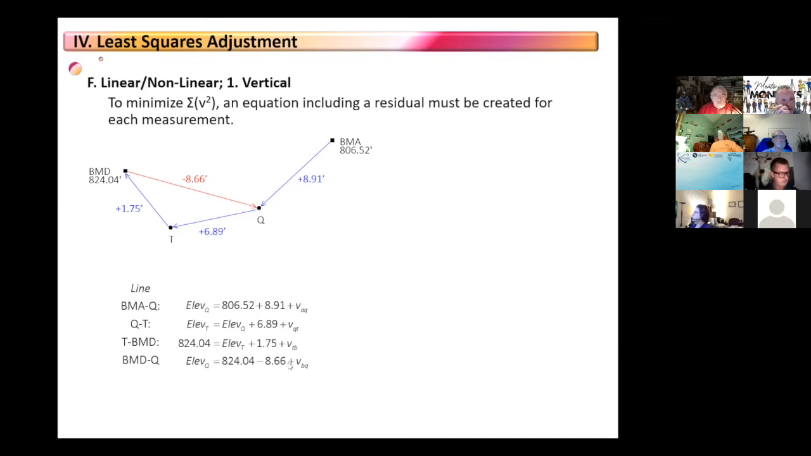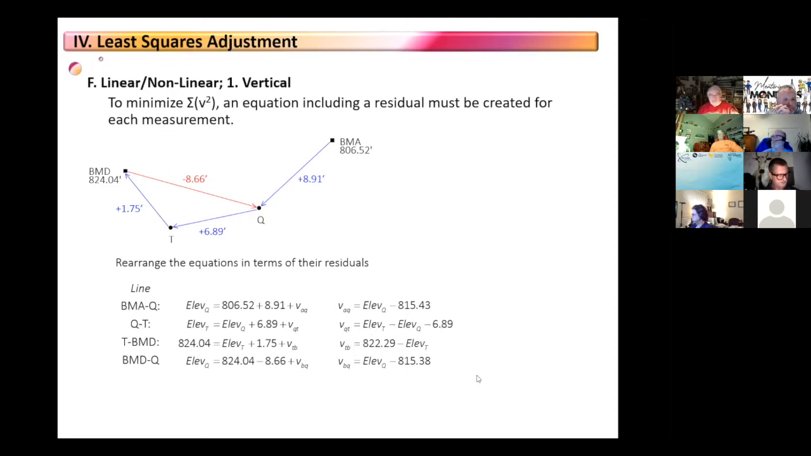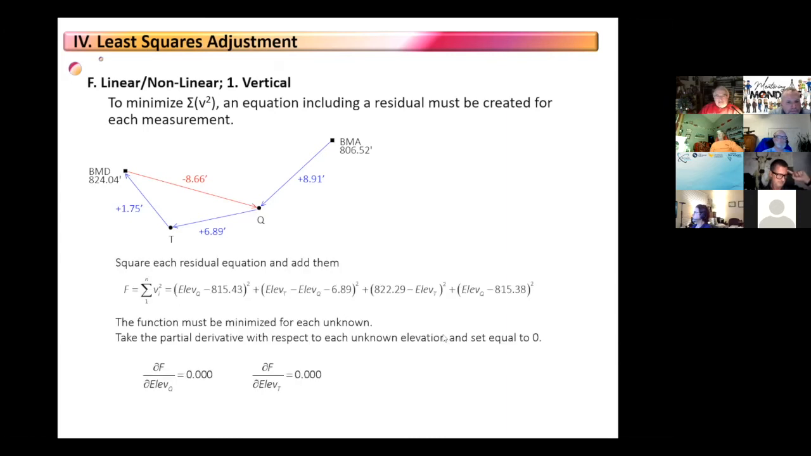Because we're going to minimize the sum of the squares of the residuals, we're going to rewrite these equations in terms of the residuals. So we just solve this equation for VQ. That's equal to this right here. This is equal to this right here. This one's equal to this right here. And this one's equal to that one right there. Just rearrange them. Now all we have to do is square each one of these, add them together, and minimize that sum. So here's our equation.